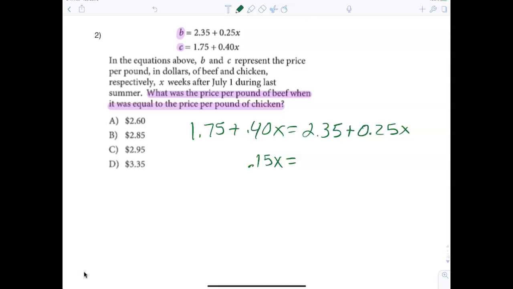What was it? How are you getting 65? How much? 0.6. Thank you. 0.6. Now, how do I solve that? Divide. Tell me what x equals. X equals 4. Thank you. So x equals 4.